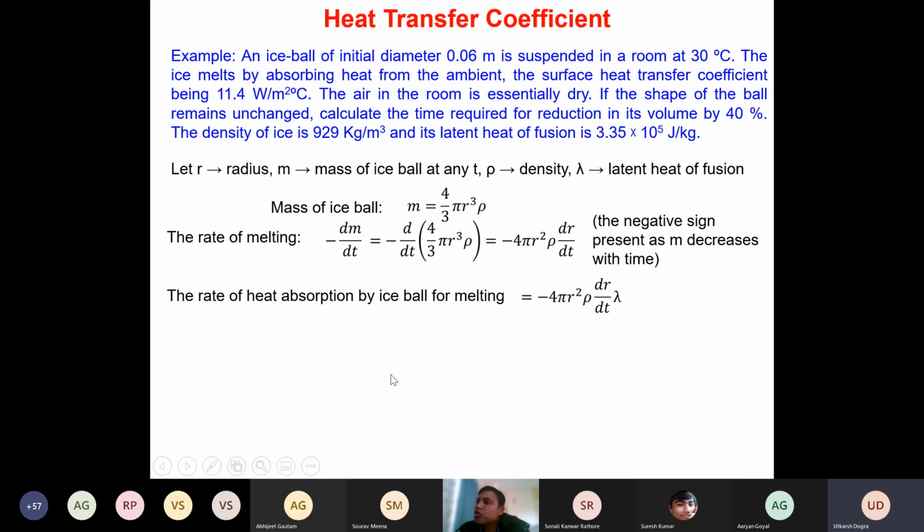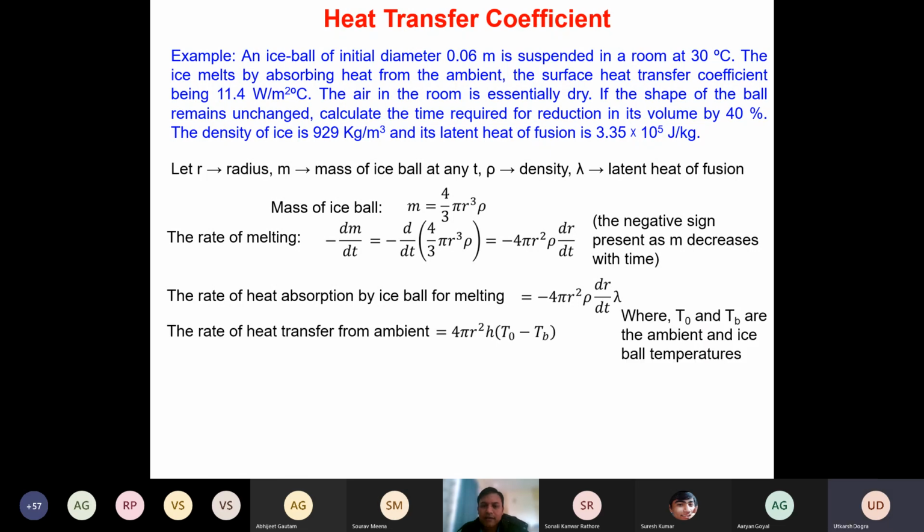Correct? And this should be equal to the amount of heat transferred by convection, isn't it? So the rate of heat transfer from the ambient using convection will be 4 pi r square, that is the area of the sphere, into heat transfer coefficient h into delta T. This equation we are directly getting from Newton's law of cooling, and both these factors should be equal, isn't it? Do you all agree? Yes or no? Yes, sir.